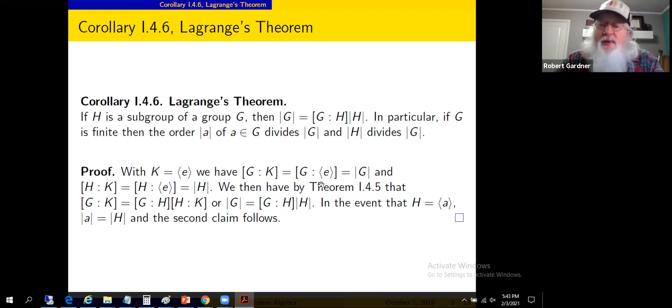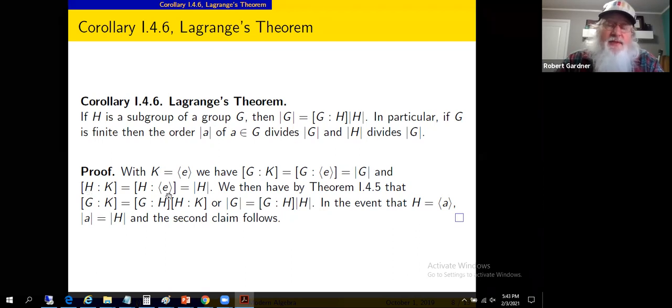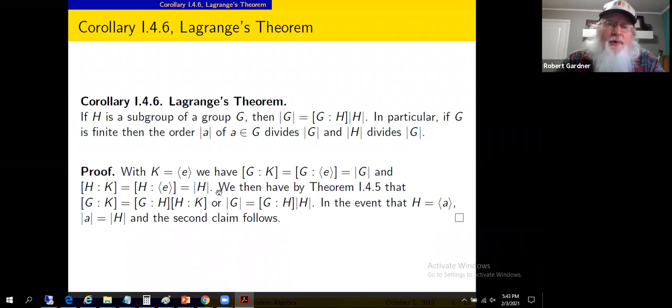So take K to be exactly this, that produces for this index the cardinality of group G, the cardinality of K and H. Similarly, K is the trivial group, only has one element in it. That produces the cardinality of that intermediate group H itself. Theorem 1.4.5 says this index equals the product of those two indexes, or substituting in this index we had as a cardinality of G, this index we had as a cardinality of H, substitute in, and there's the claim.